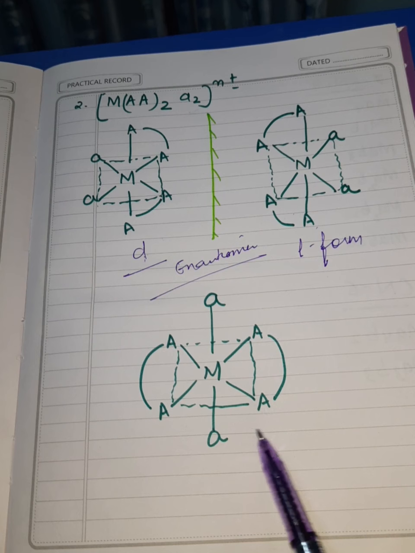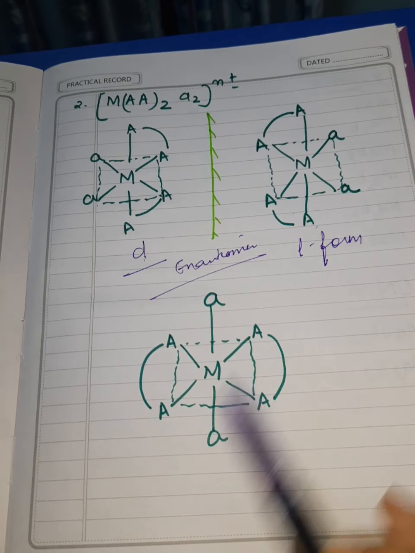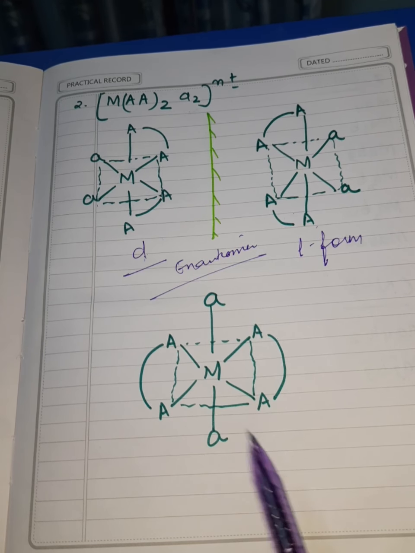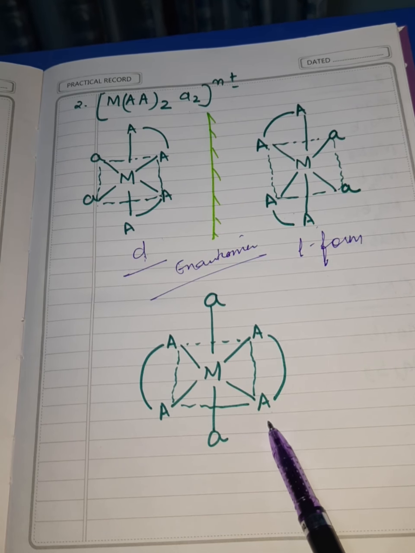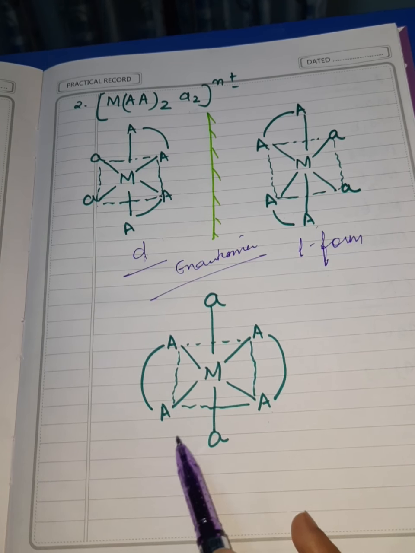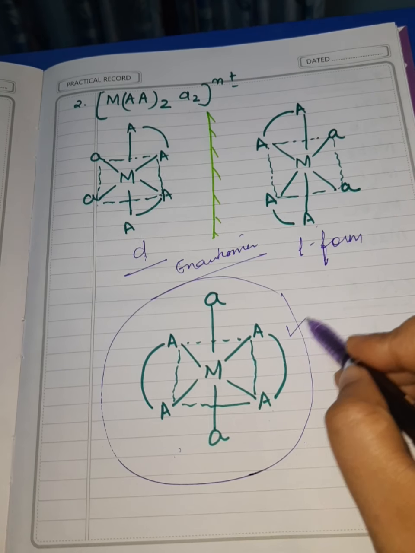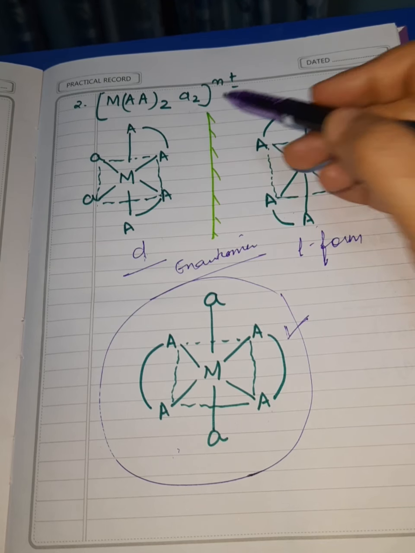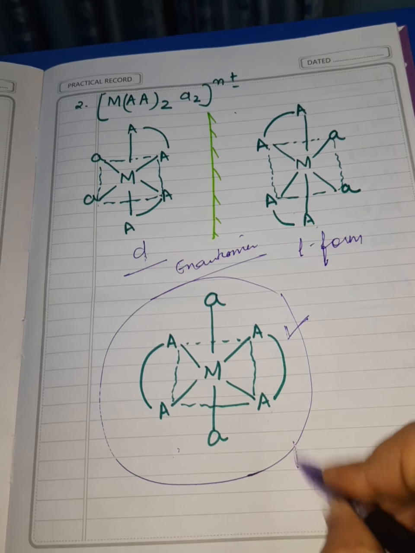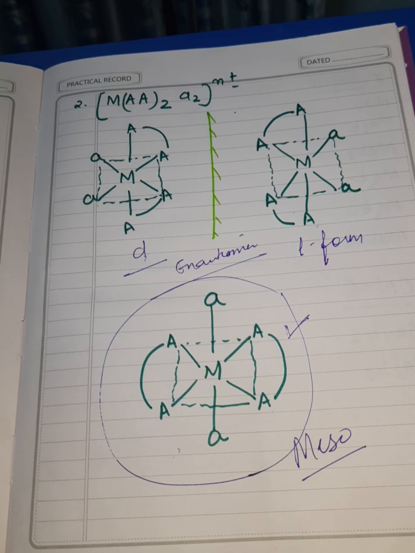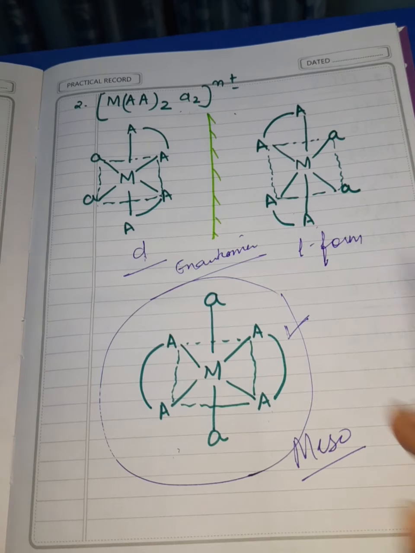Now we can have one more kind of orientation of the ligands around the central metal atom in the octahedron. So this is the third way where 2 symmetrical bidentate ligands can occupy different places in octahedral geometry. This kind of complex possesses a plane of symmetry. So due to the presence of an element of symmetry, this is not an optically active form of the complex. This particular form of the complex is the meso form. Meso form. I hope it is clear. So this was the example of M(AA) whole twice A2.